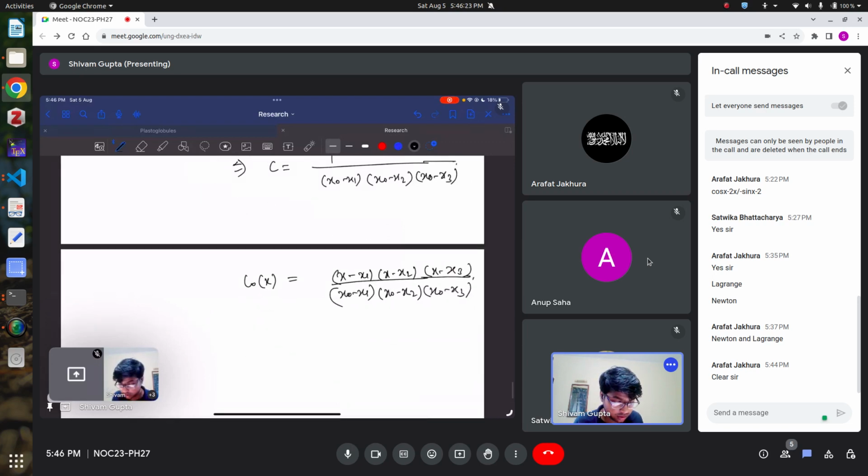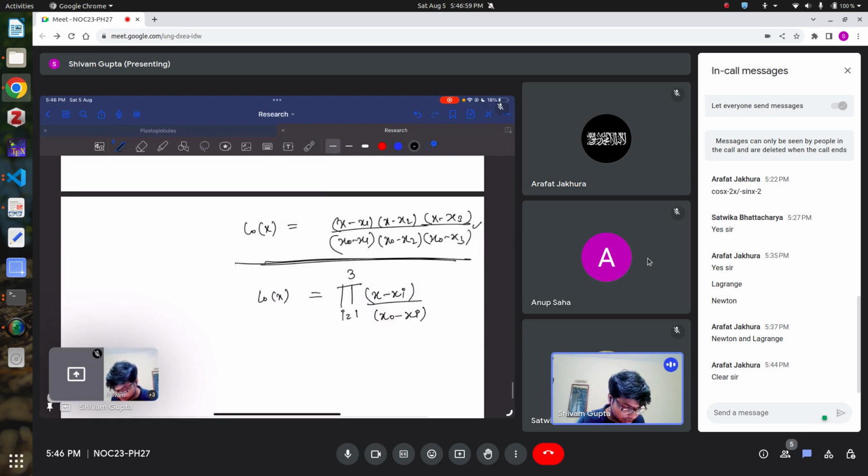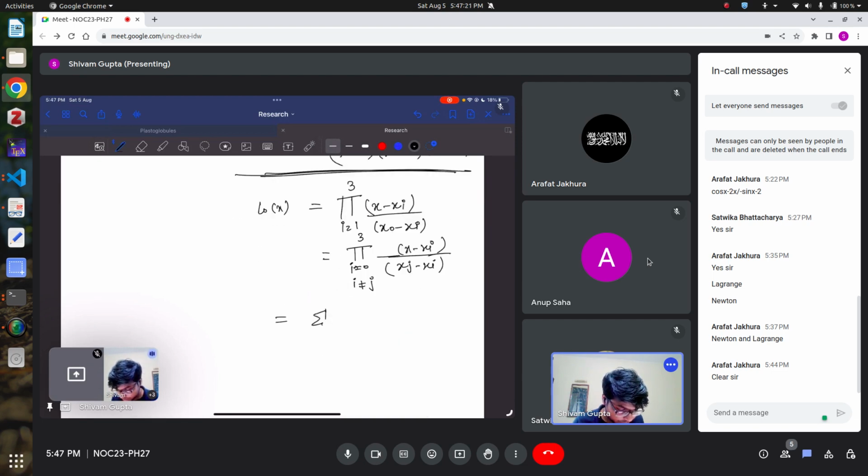Does anyone have any doubt regarding this expression? So we can write it as the product over i equal to 1 up to 3 of x minus xi over x naught minus xi. And if I write it in a more general fashion, with i not equal to j, in the compact way we reach our formula.